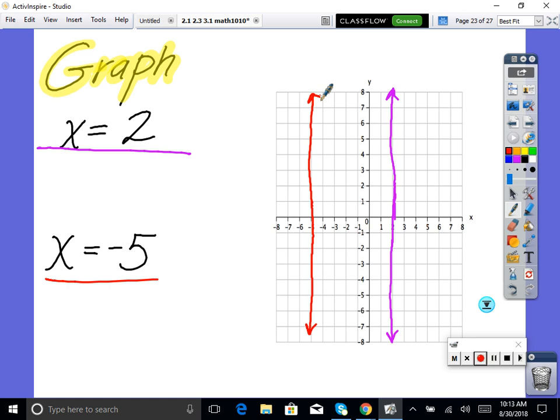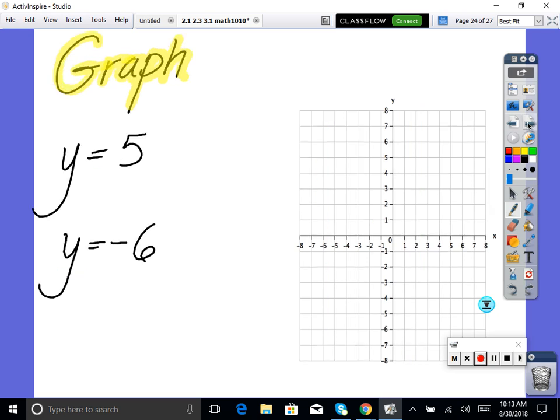Negative 5, and we have all those y values. But x is always negative 5. Okay, so what if it's y equals 5? Now you have to say, y is always 5. Here's my y-axis. Y can only be 5. It can't go anywhere else. It has to be right here. But x can change. It didn't say anything about x. Y has to be 5.